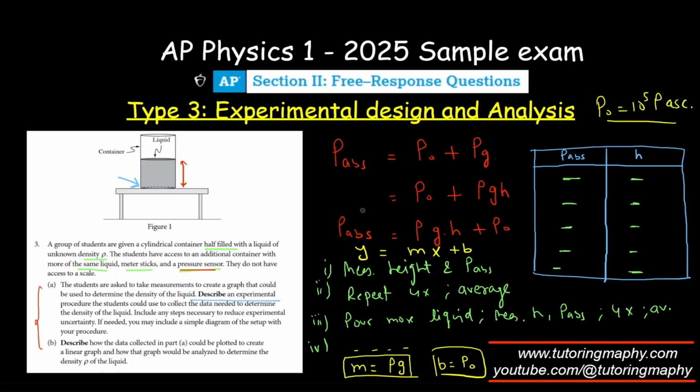So this is how we can make a linear graph between y and x, where x is the height and the slope can give me rho g. And this slope I'm going to divide by the acceleration due to gravity and find the unknown density over here. So that should be our answer.